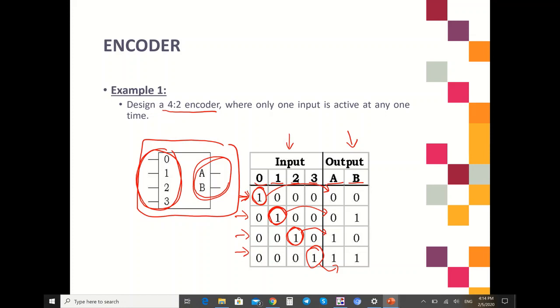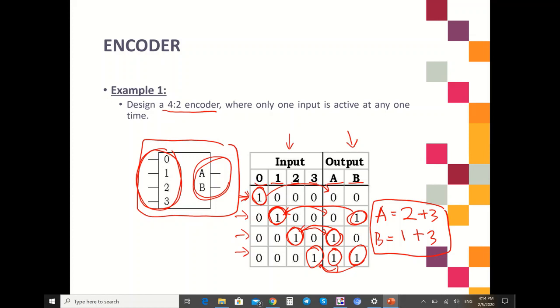So the equation, you just write the equation for A. What is the equation of A? You refer to the first value of A. What is the input for this value? It's 2, and for the other one it's 3. So A equals 2 or 3. What about B? B also has two values. The first value is 1, and the second value is 3. So this is the equation for this encoder. And then, of course, you continue with drawing the logic circuit.